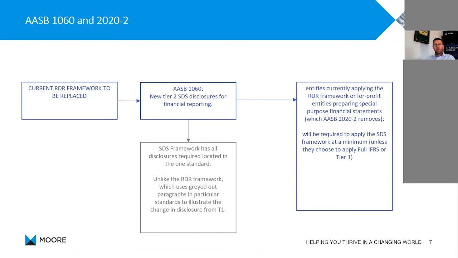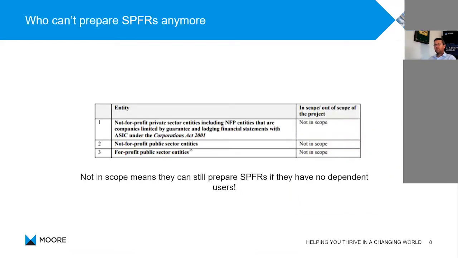The second group are the ones who will no longer be able to prepare special purpose financial reporting, and they will have to move up to the SDS reporting regime. So I just wanted to spend a little bit of time about, well, who won't be able to prepare special purpose anymore? So I think that is one of the areas that has created a great deal of confusion about whether special purpose has gone for everyone or whether it's just gone for a select group.